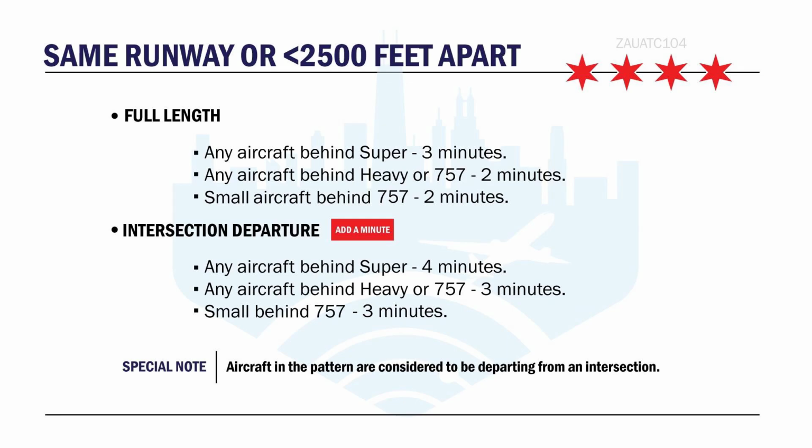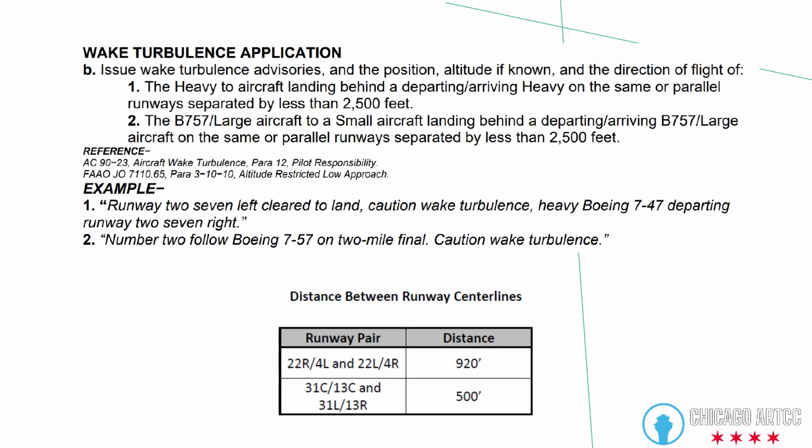The special note and special emphasis, because we do get pattern aircraft at Midway. Those runways are separated by less than 2,500 feet. Aircraft in the pattern are considered to be departing from an intersection, so we would want to add a minute for pattern aircraft. Obviously, there are ways around that, such as pilot-applied visual separation.